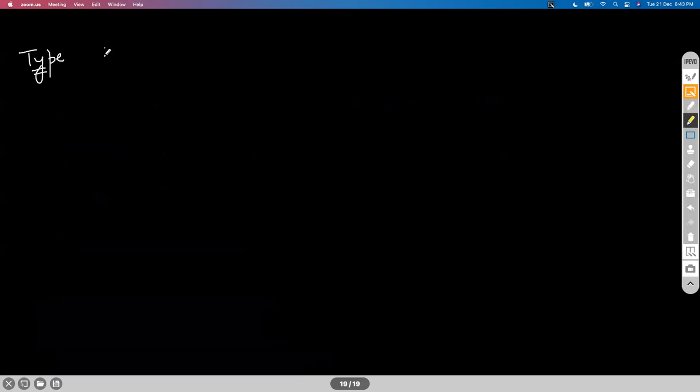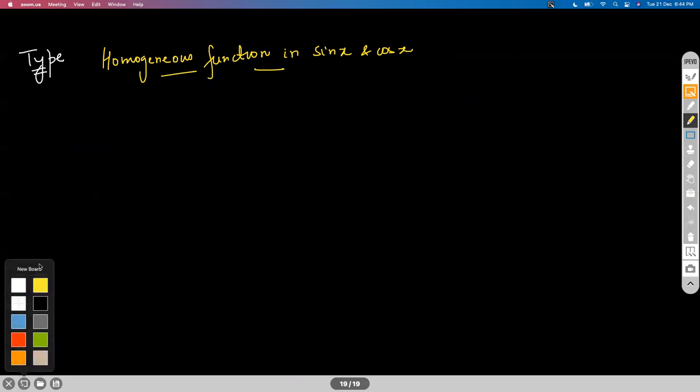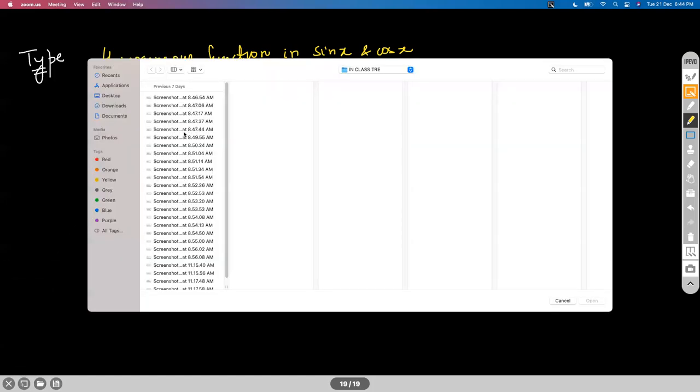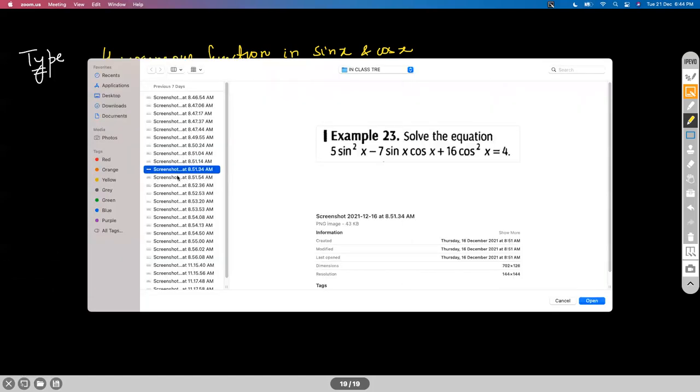Okay, next type that we are going to take is the type where the equation involves a homogeneous function in sine x and cos x. Let me give you an example for it. So, equations involving homogeneous function in sine x and cos x. Let's take this question.